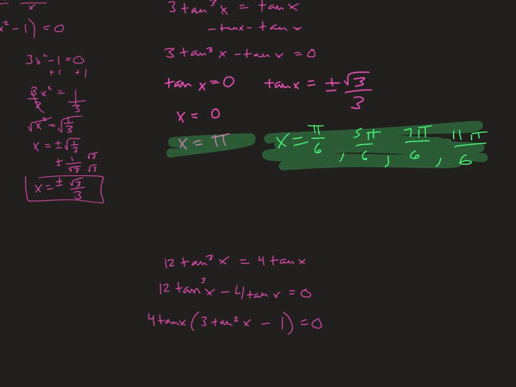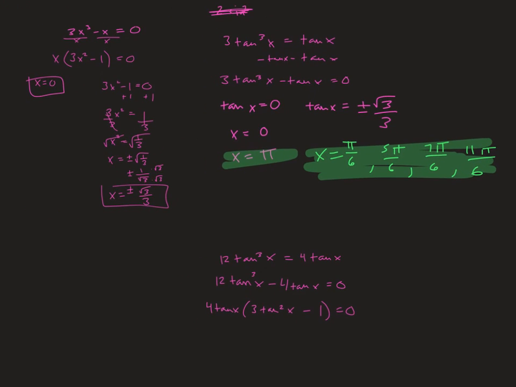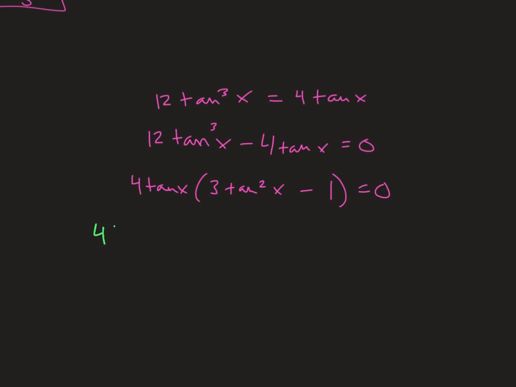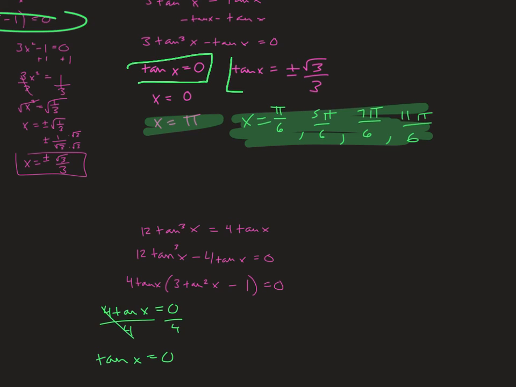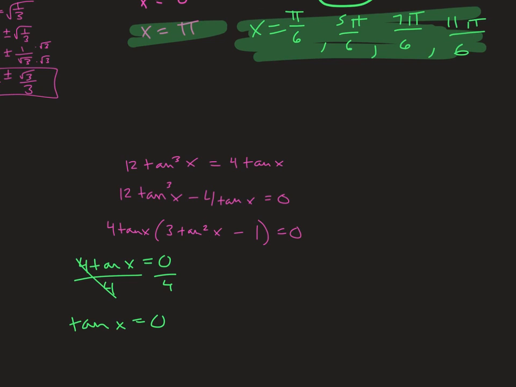Now this is the same thing as what we just did up here. We had this where we take out a tangent, except now we're taking out a 4 tangent, so the only difference is we have 4 tangent x is equal to 0. We divide by 4 to get rid of it. What's 0 divided by 4? 0. So then we're back to where we started here. So we end up with tangent x is equal to 0, tangent x is equal to plus or minus square root 3 over 3, and you get the same answers. So it's the same, it's just you had one extra step where you had to take out that 4 also.